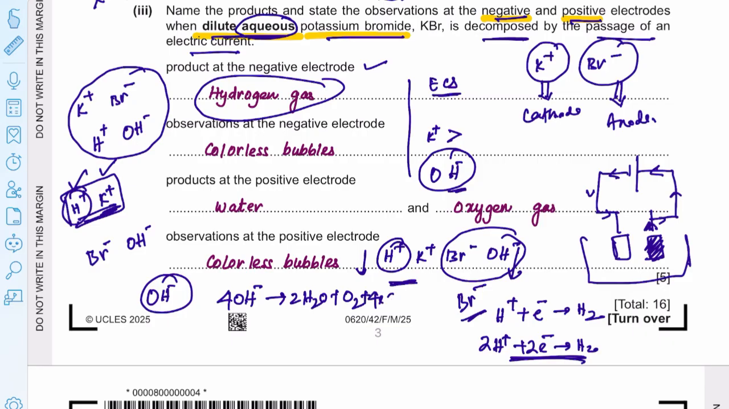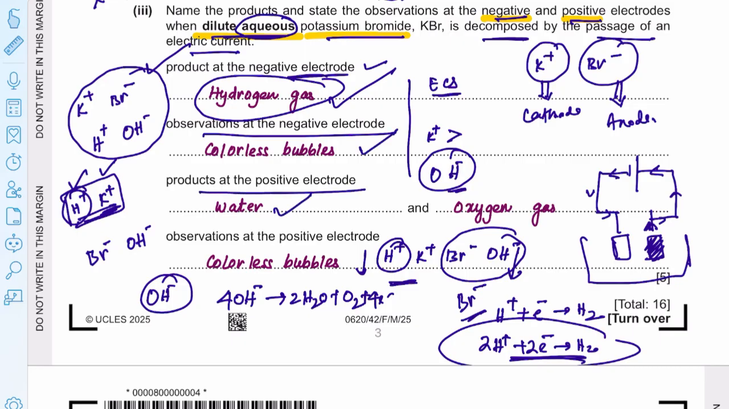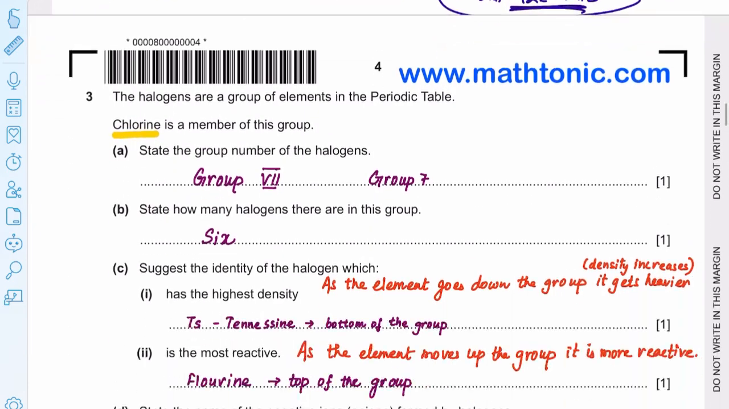So get back to the question. What product will they give at the negative electrode? They'll give you hydrogen. Observations at the negative electrode: it will be colorless bubbles. The product at the positive electrode is water, and the observation at the positive electrode will also be colorless bubbles, because these are exactly the same. Got it, everyone, clearly? Okay, next part.